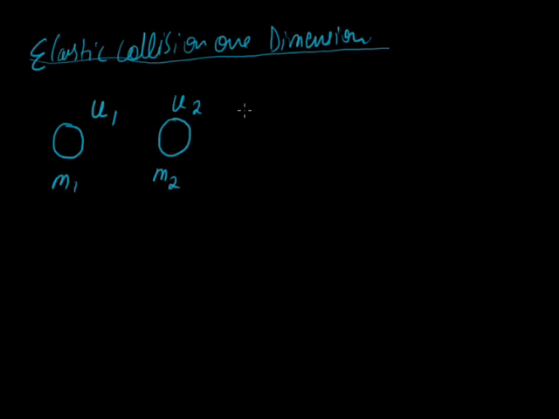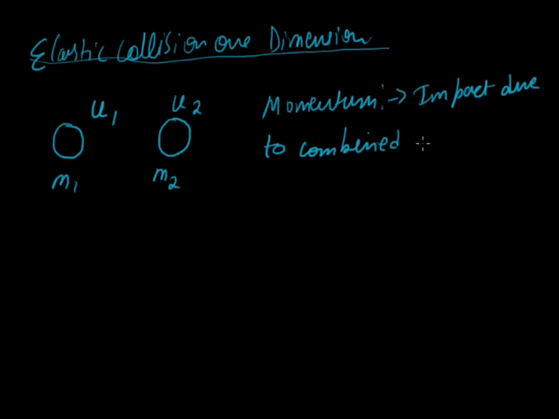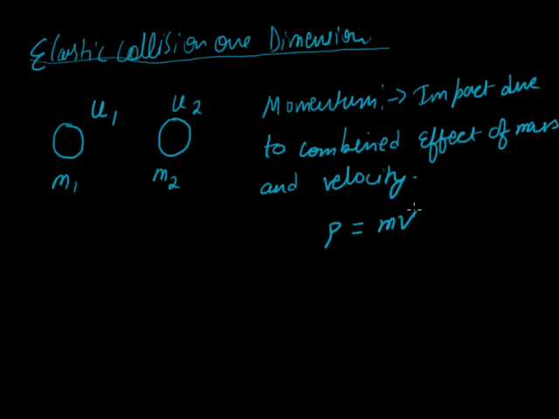Okay, so as we know, first, what is momentum? Actually, it is the impact due to the combined effect of mass and velocity. This is a combined effect of mass and velocity, denoted by P, and it is equal to m into v. This is known as momentum.